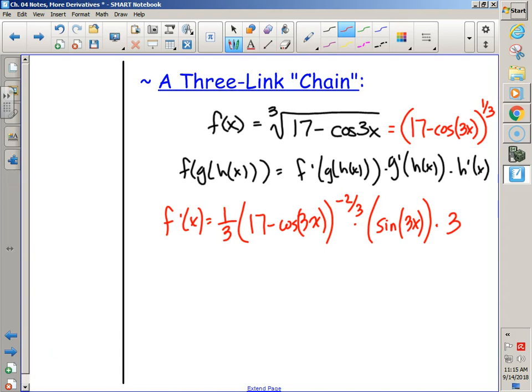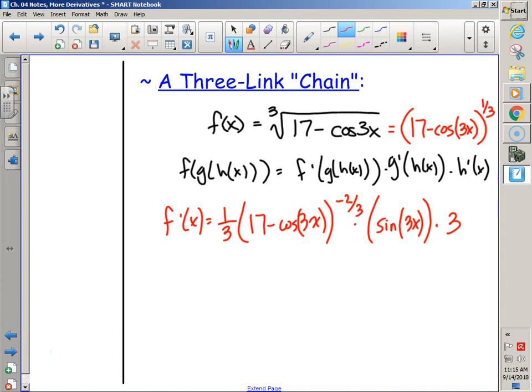How do we know when to stop? Ready, my Matryoshka dolls? Right? Who is the outside? To the 1/3. We brought down the 1/3, made it negative 2/3. Didn't change anything else. Then if we totally ignored the 1/3, what was next?